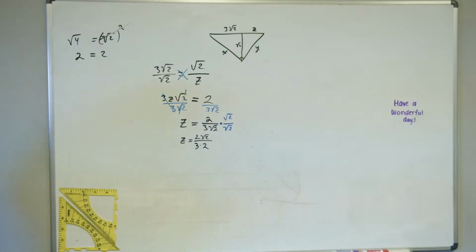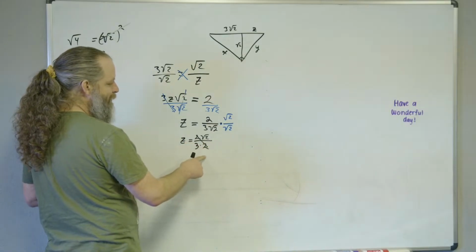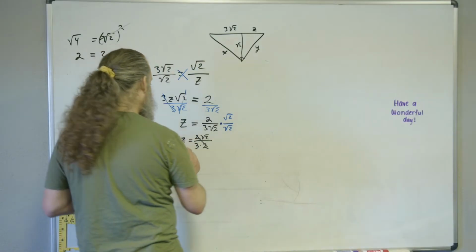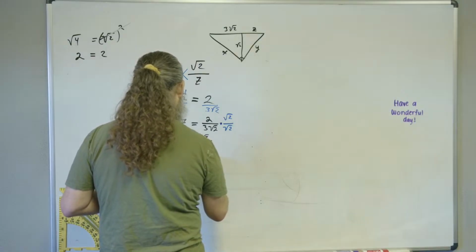We can simplify one more bit, or 2 more bits if we go the long way around. What can we do? We can, because it's times. If it was plus, we couldn't, right? We can cancel out the 2's. Or you can multiply 3 times 2, and then reduce 2 over 6 to 1/3, and you get the same answer. That would be the long way around. So z equals the square root of 2 over 3.